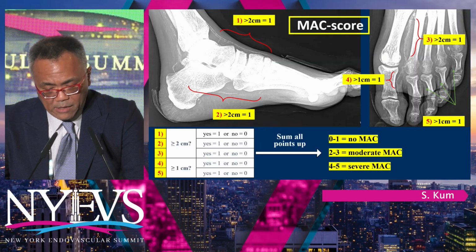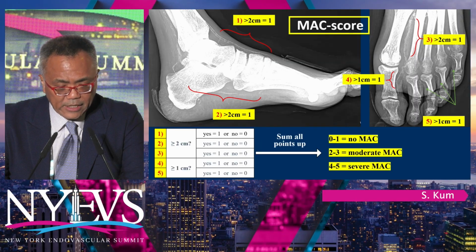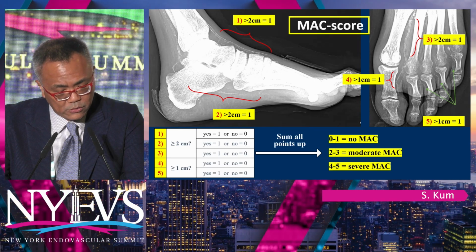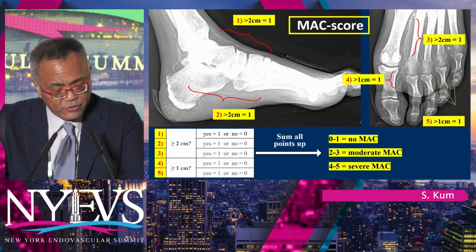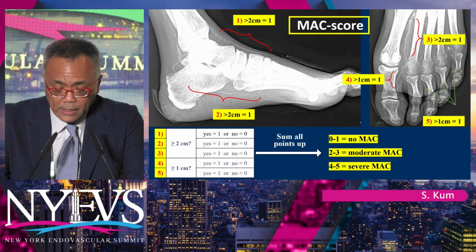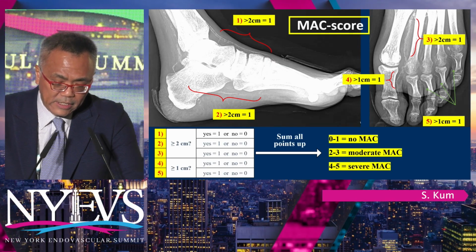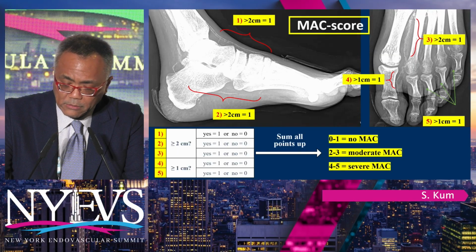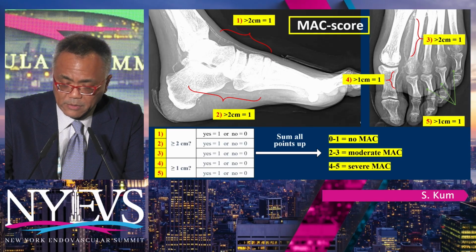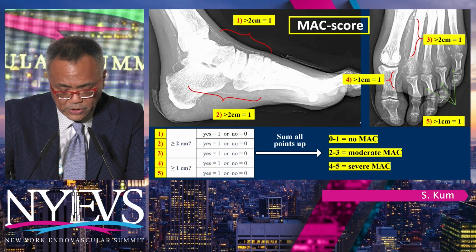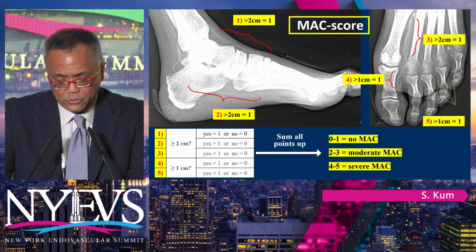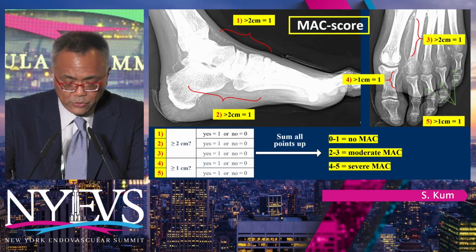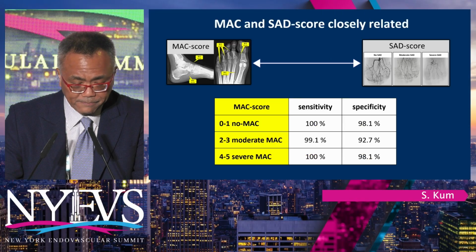On AP and lateral projection of the foot, you take a look at the dorsalis pedis, and if that is more than 2 centimeters of visible calcium, that would score as 1. On the lateral plantar artery, similarly, more than 2 centimeters scores 1. And then on the AP radiograph, the metatarsal artery or digital arteries heading to the toes, more than 1 centimeter would be 1, and similarly further up, and the other toes as well. So you could score these into a low MAC or no MAC, moderate MAC, and severe, based on a 0 to 1, 2 to 3, or 4 to 5 classification.